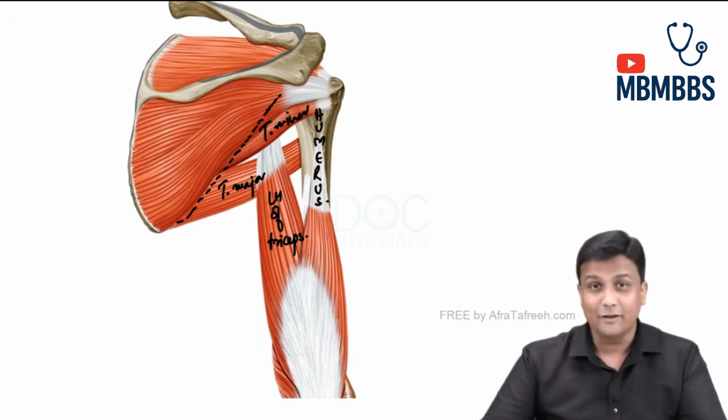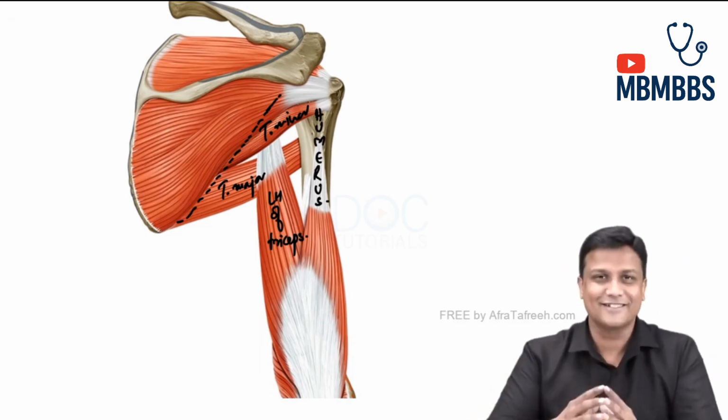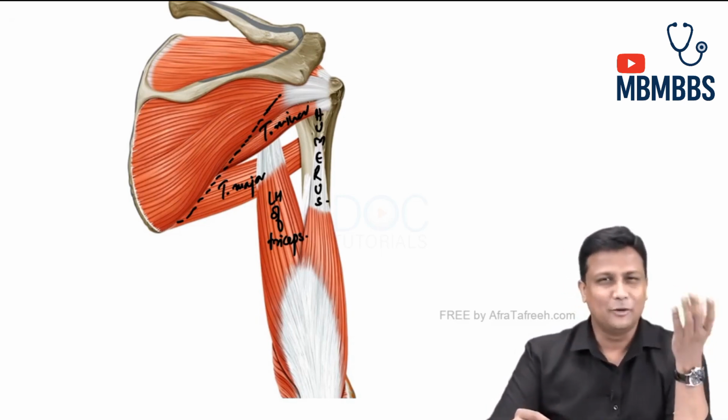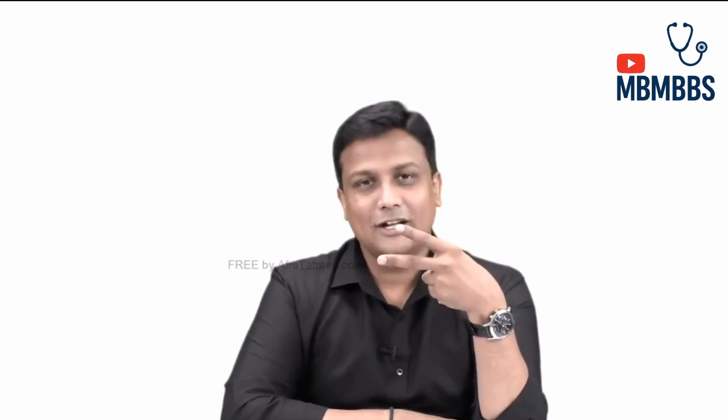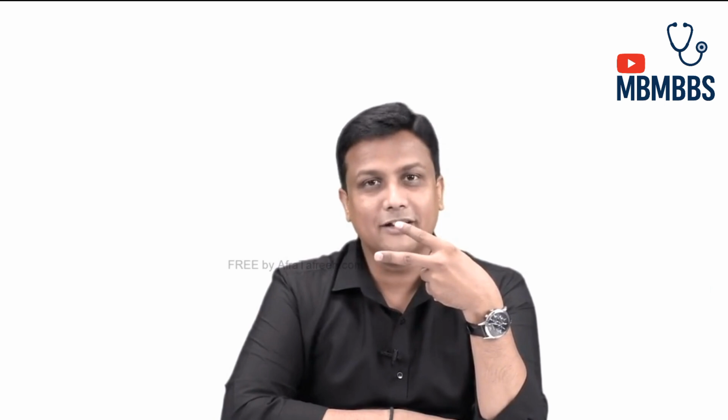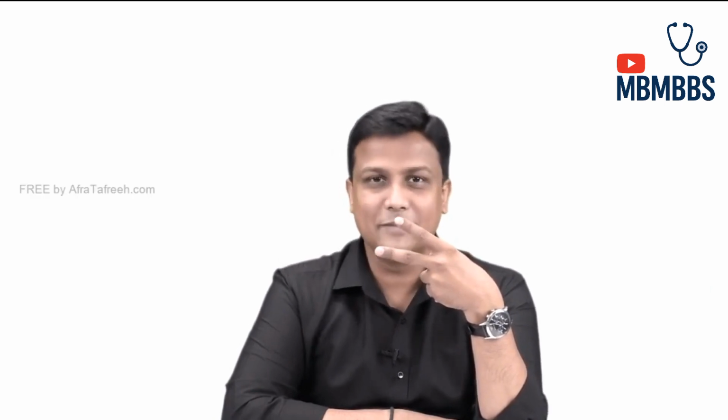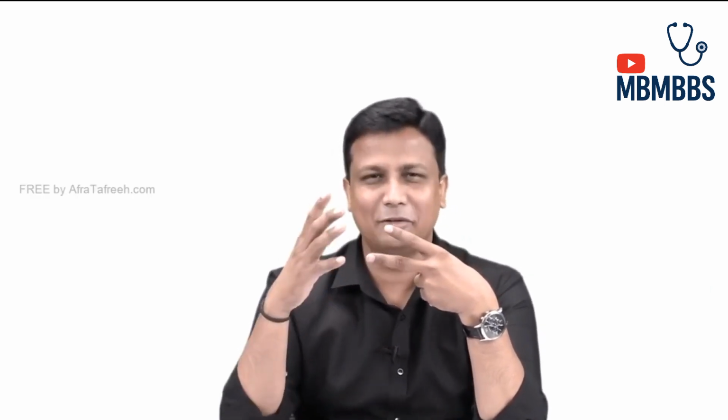Now just try to understand the way they are arranged, guys. I hope you will be able to recall your MBBS days. We used to make a mnemonic. Take two fingers here like this, horizontal. The one which is above will be the teres minor, and the one which is below will be the teres major. So it is easy to remember, guys.